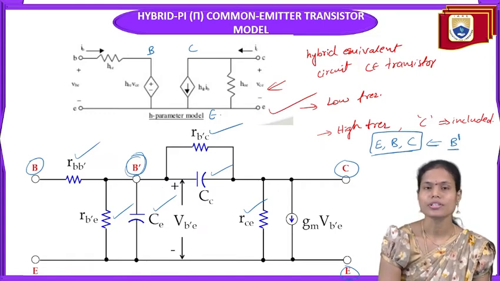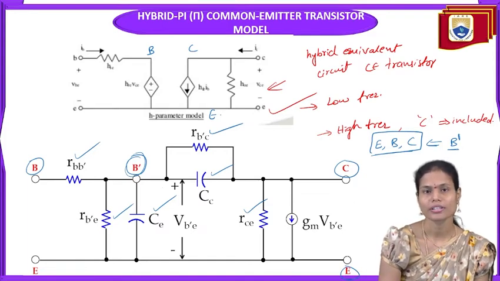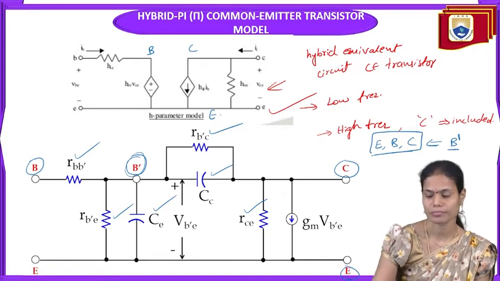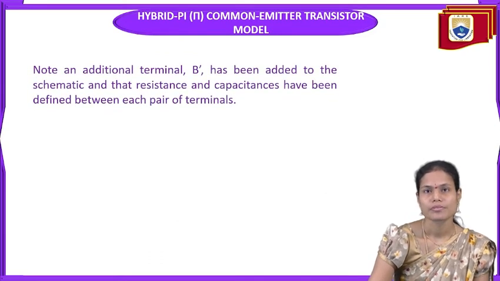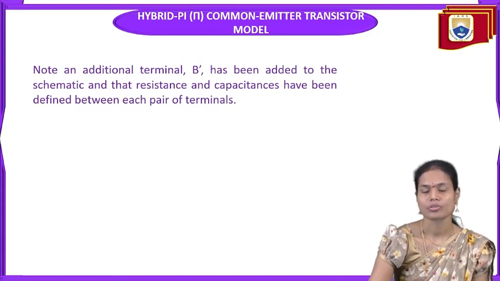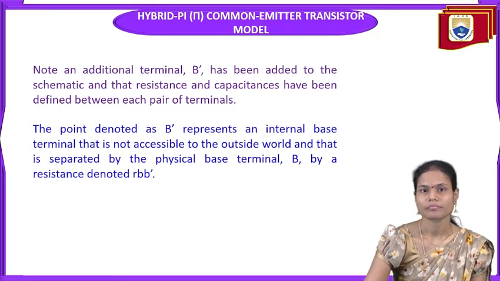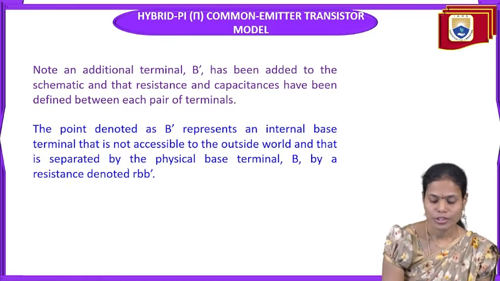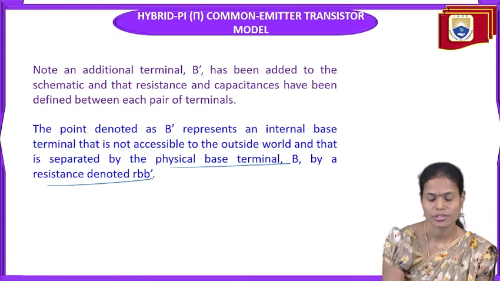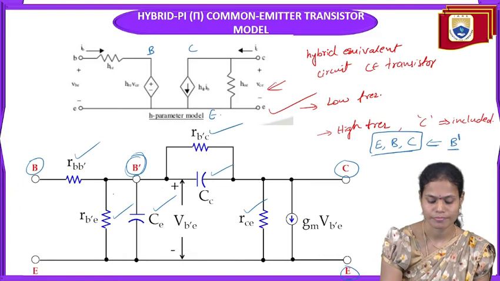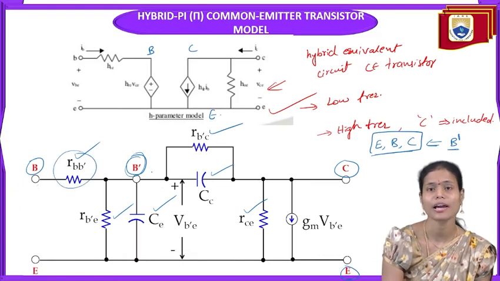Now we will see each and every resistance value and how they affect the analysis of the circuit, and also each and every capacitor. I have already mentioned the extra terminal B dash is added to the circuit, but it is not visible to us. It is internally present in the circuit. Because of including this particular terminal, a resistance exists between all the terminals. B dash is nothing but the internal base terminal, which is not accessible to us. This B dash is separated from the physical base terminal B by a resistance denoted by RBB dash that we can observe in the circuit. With the RBB dash resistance, we can differentiate the base terminal and the base spread terminal.